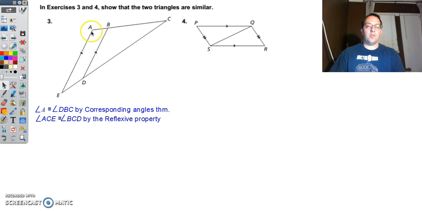We also know that angle ACE and angle BCD are congruent because they're both angle C, so that's the reflexive property. It's congruent to itself. And so again, we have two angles congruent. So by the angle-angle similarity theorem, triangle ACE is similar to triangle BCD. Okay, now pause the video and I want you all to work number 4.